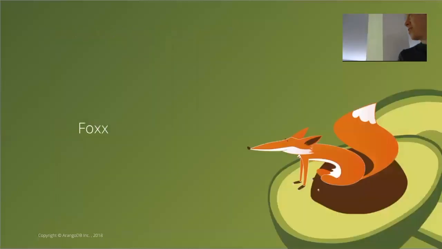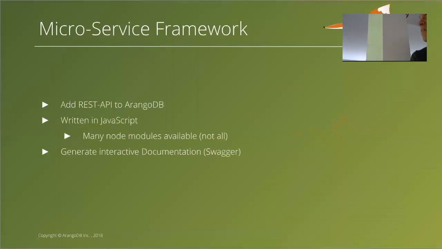Now let's talk about Foxx. Foxx is what we like to call a microservice framework, a framework that allows you to write microservices and turn your database into a kind of microservice component. The idea is that you can add a REST API to ArangoDB. All of it is written in JavaScript, and you can use or reuse many Node NPM modules. Not all of them, because we are not Node.